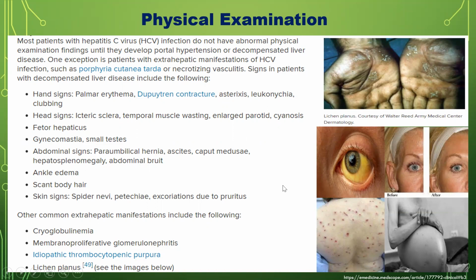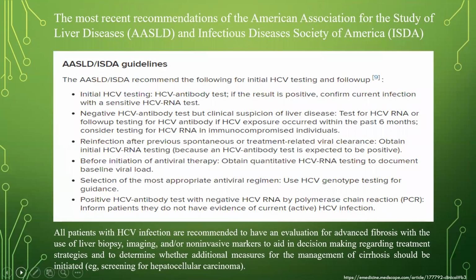excoriation due to pruritus. Other common extrahepatic manifestations include cryoglobulinemia, membranoproliferative glomerulonephritis, idiopathic thrombocytopenic purpura, or lichen planus. You can see it here, squamous changes on the skin.